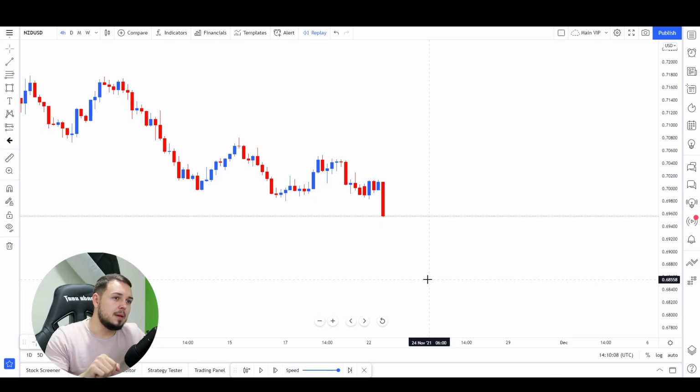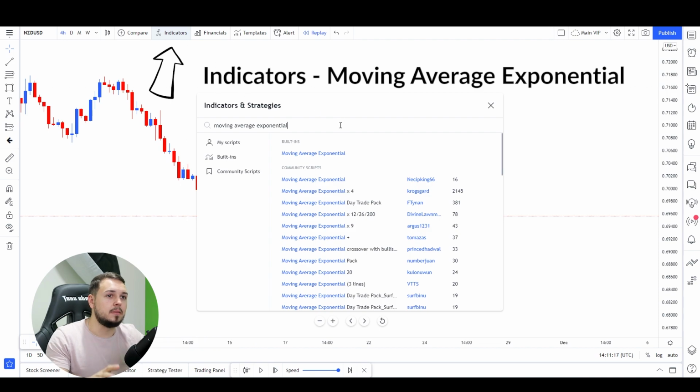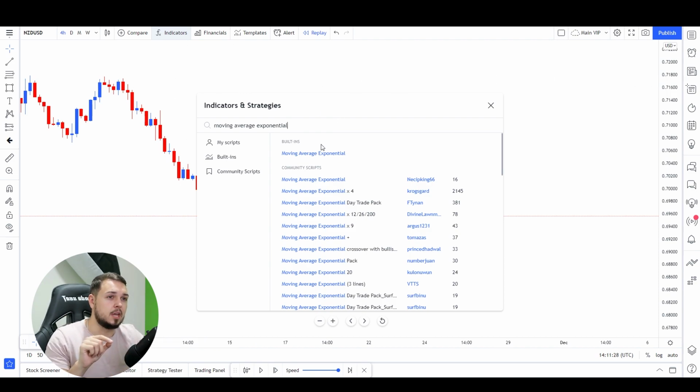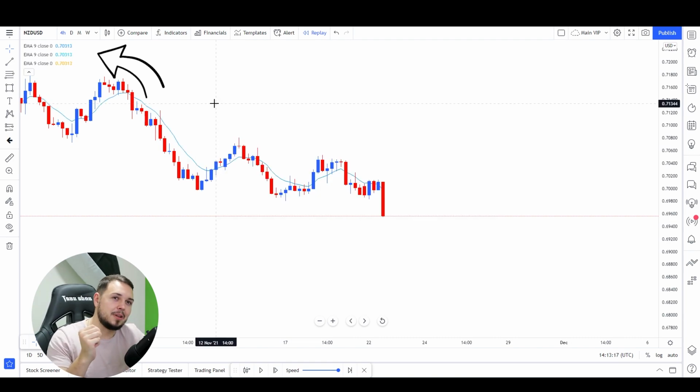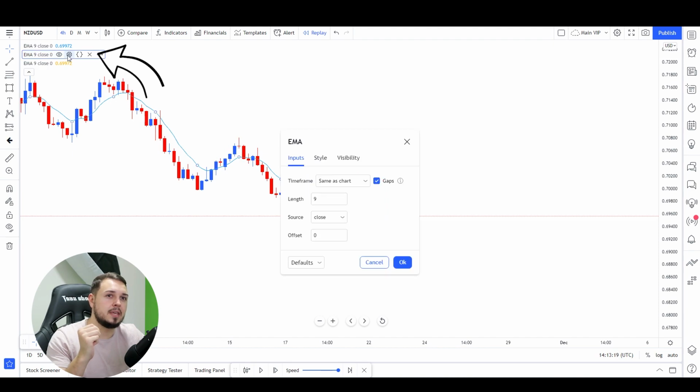So the triple EMA strategy is great, and we need to add the 3 indicators. Go inside the indicators tab and type in moving average exponential. It will be under the built-in section, and triple click on it. Now we need to change 2 exponential moving averages. So go inside the gear icon.